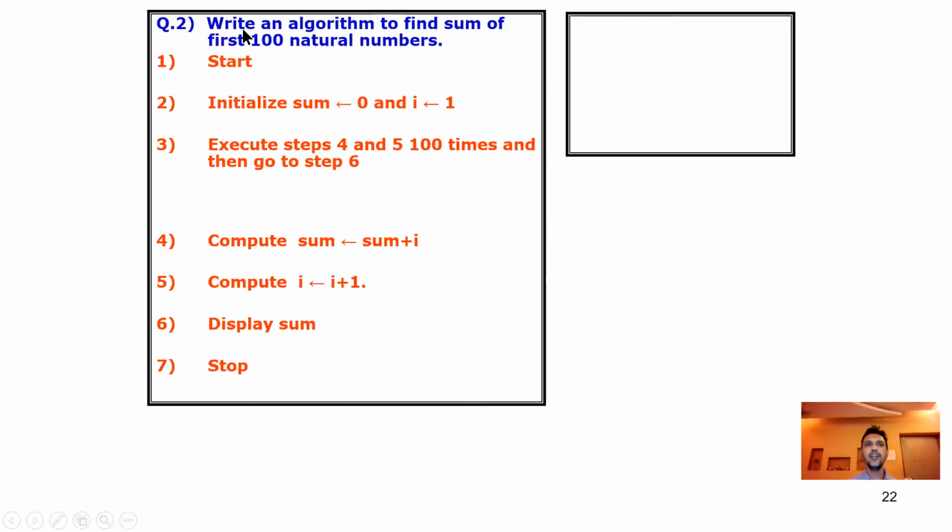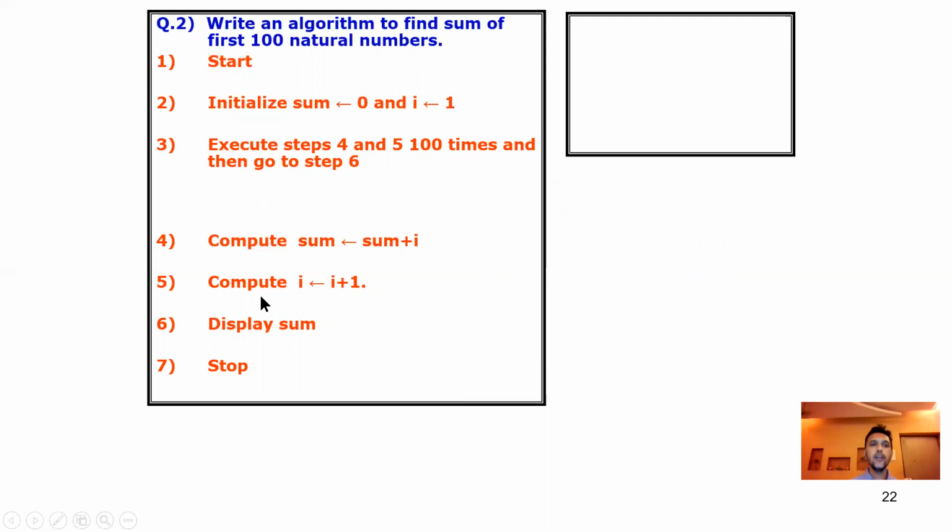See, this is the same question. Write an algorithm to find sum of first 100 natural numbers. Same question, okay? Now listen to this carefully. I'm about to introduce something very important. Over here, step number 4 and 5 execute 100 times, and step number 3 controls them.